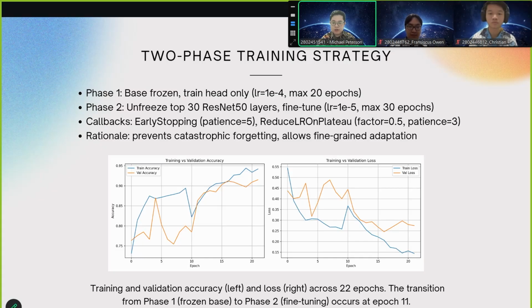Here is our core contribution. In phase 1, we freeze all of ResNet 50 and train only the classification head with a learning rate of 1E-4. In phase 2, we unfreeze the top 30 layers and fine-tune with a 10 times smaller learning rate of 1E-5. This sequence prevents catastrophic forgetting of the ImageNet features while still allowing domain-specific adaptation to tuberculosis.